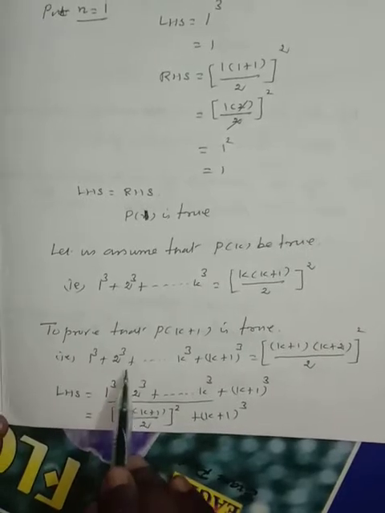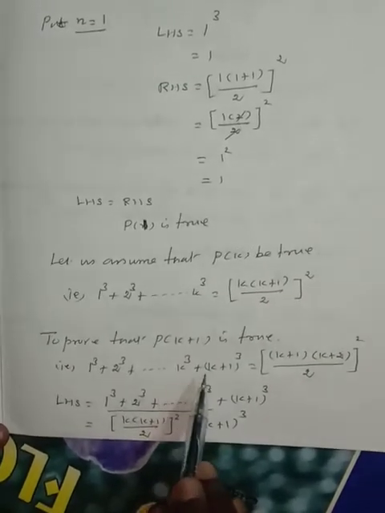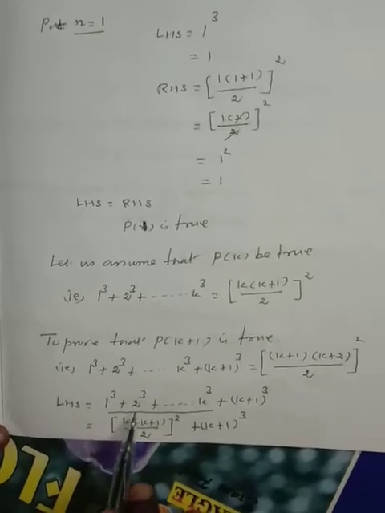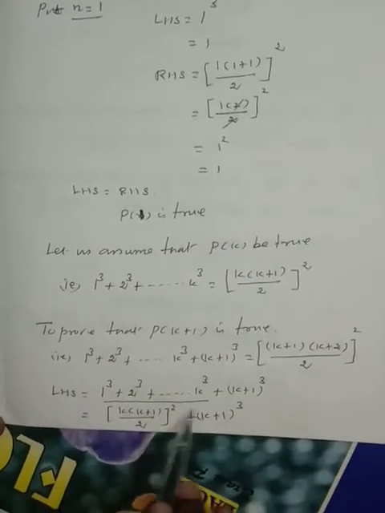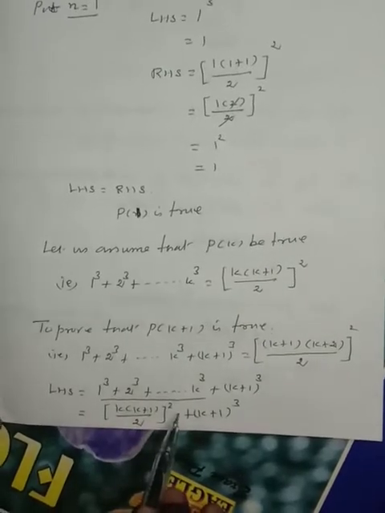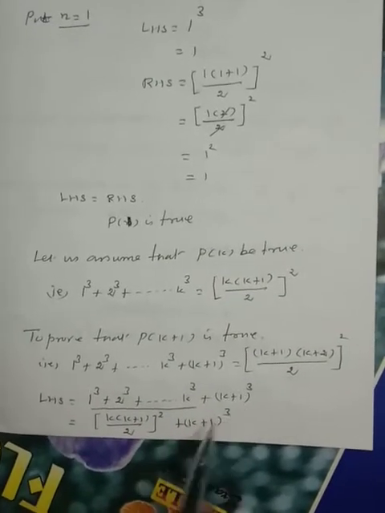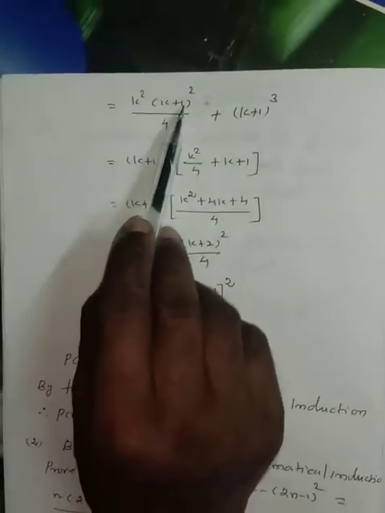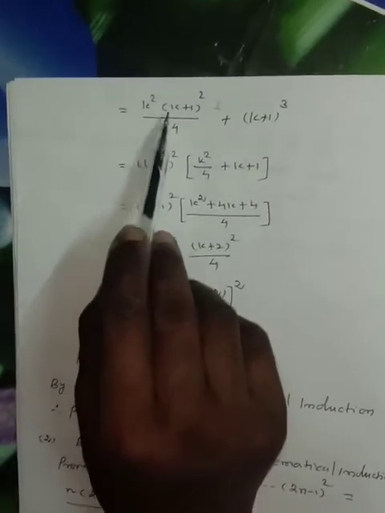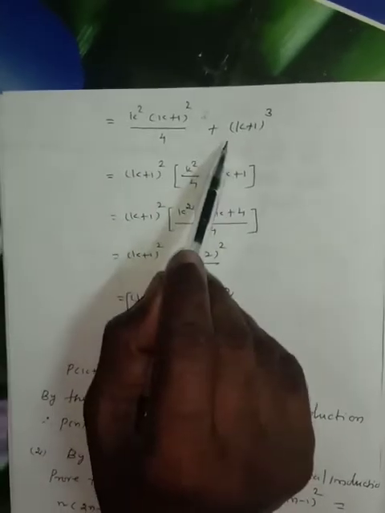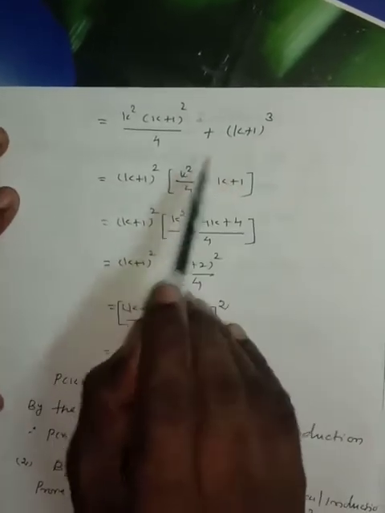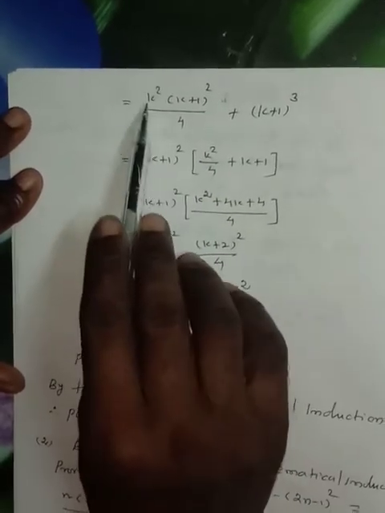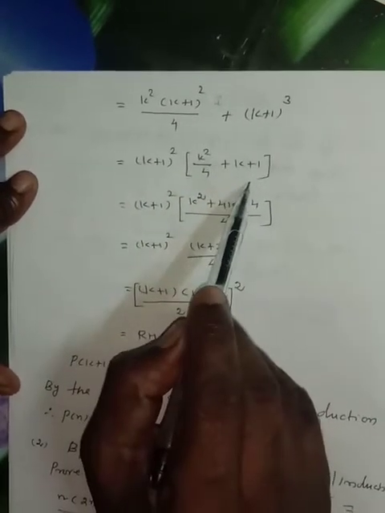LHS is 1 cube plus 2 cube and so on to k cube plus k plus 1 whole to the power of 3. We know that 1 cube plus 2 cube and so on to k cube is k into k plus 1 by 2 whole square, in addition to k plus 1 whole to the power 3. K into k plus 1 divided by 2 whole square is k square into k plus 1 whole square divided by 4, plus k plus 1 whole to the power of 3. Common numerator k plus 1 whole square. Remaining part k square by 4 plus k plus 1.